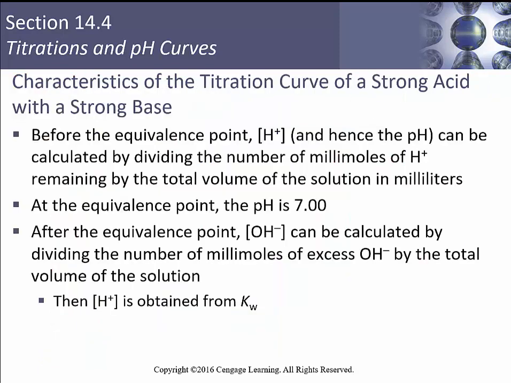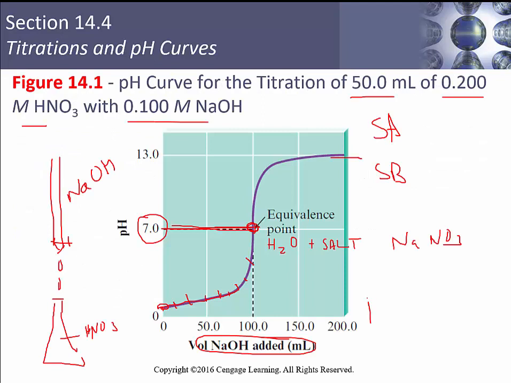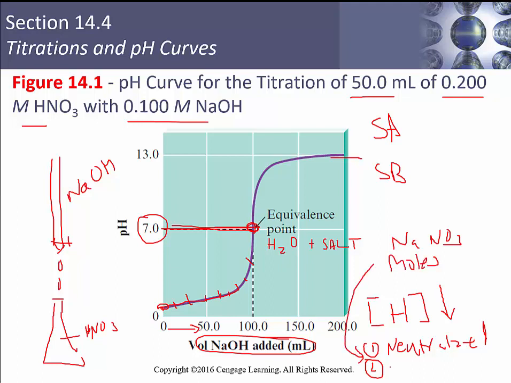Before the equivalence point, the H plus, and hence pH, can be calculated by dividing the number of millimoles of H plus remaining by the total volume. So notice that you're running this as a total volume. That's why the pH is going to increase, right? Our H plus concentration is going to go down for 2 reasons. One, I've neutralized, right? I've consumed some of my H plus. And the other is that as I'm going along, I've added in more volume. One is a moles concern, and the other is a volume concern. I've increased my volume.